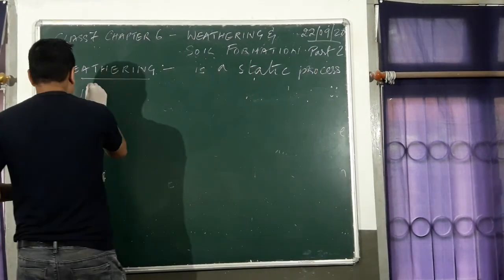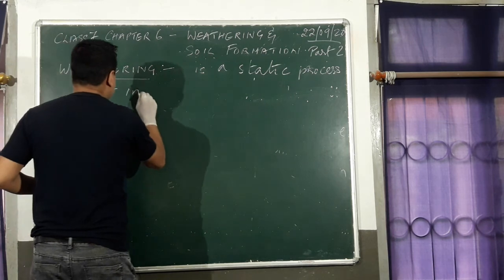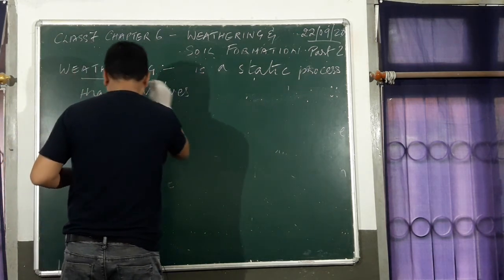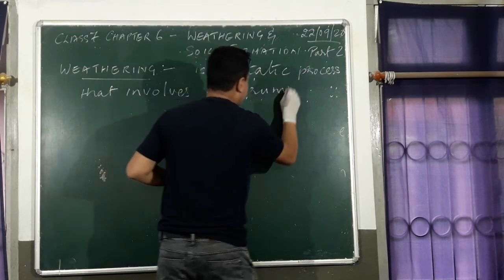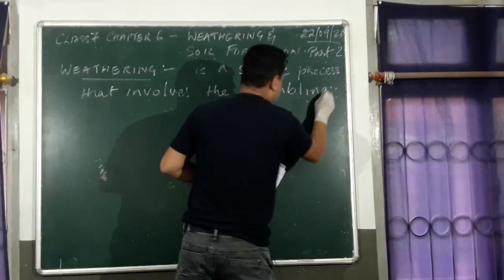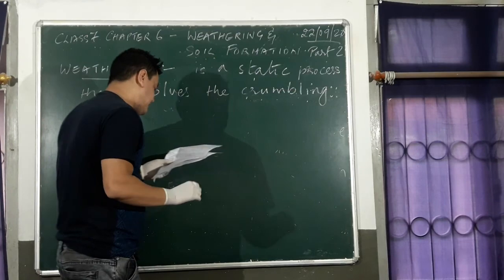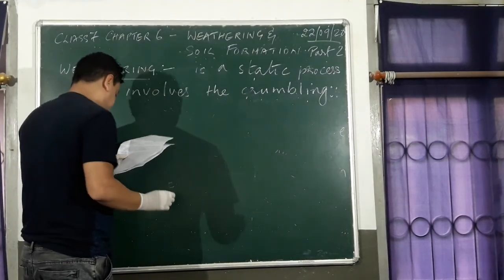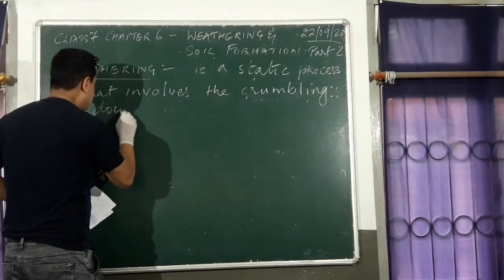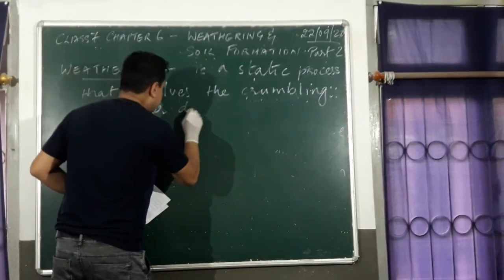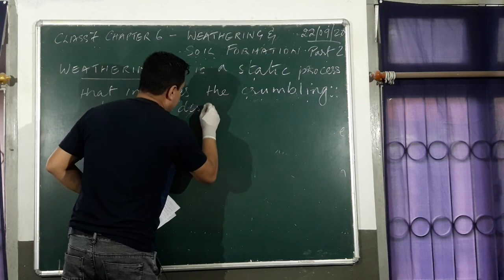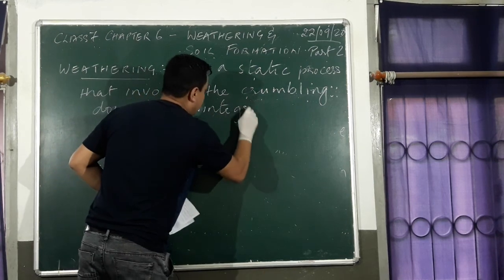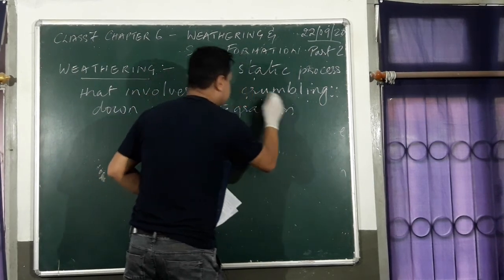That involves, I-N-V-O-L-V-E-S, involves the crumbling down. So whenever I am talking about the crumbling down, I am writing it on the blackboard so that you can understand distinctly. Crumbling down or disintegration.